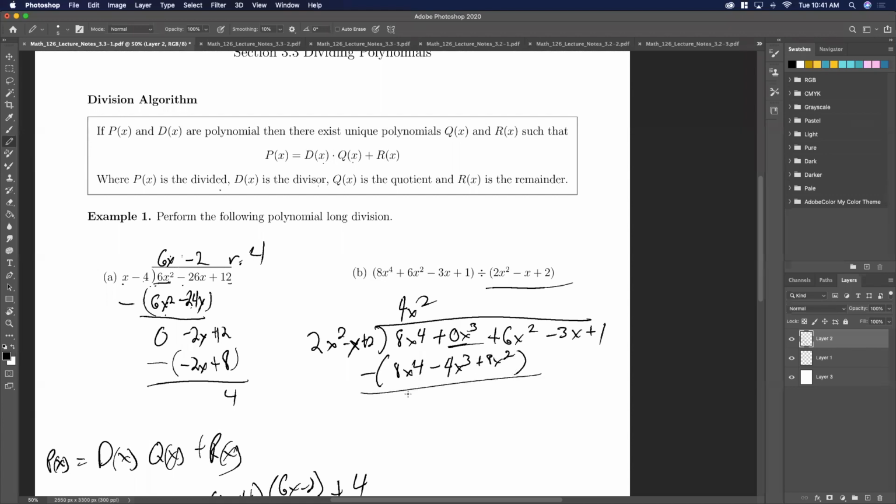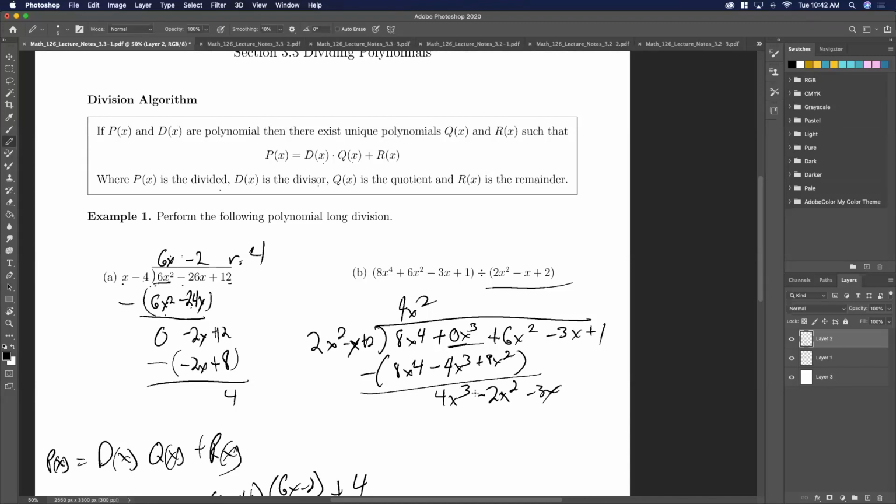Crunch all this down. This is 0 by definition. So I get minus minus would be a plus 8x cubed. 6x squared minus 8x squared would give us minus 2x squared. And then I just pull down the 3x.